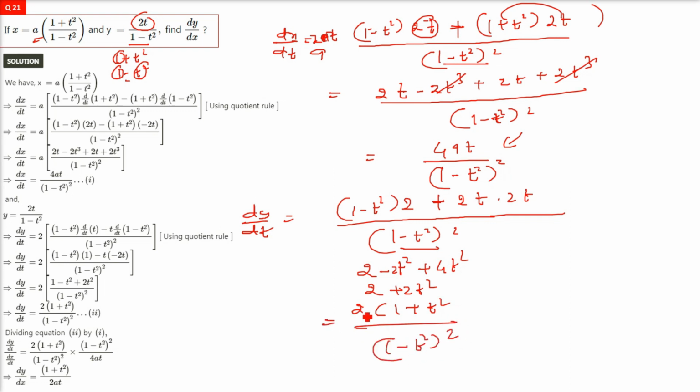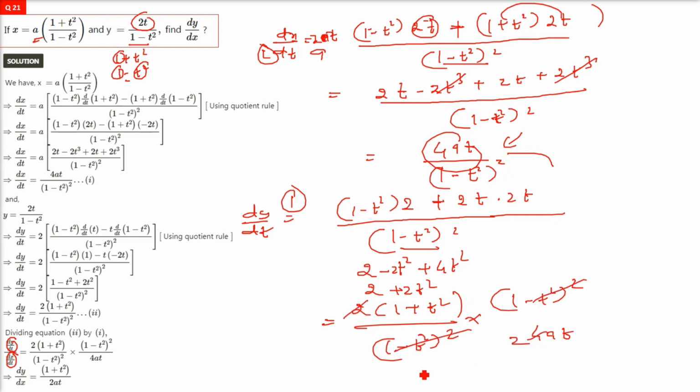So I told you this dy by dt divided by dx by dt will be dy by dx. So you have to divide 1 by 2. So I'm just taking this and putting it in the denominator. So it will go up, 1 minus t square whole square. 4t will come down. Now this 1 minus t square whole square, this 1 minus t square whole square gets cancelled. And this 2, you can cancel with the 4t. So 1 plus t square in the denominator, you'll get 2t. Okay, this is your answer.